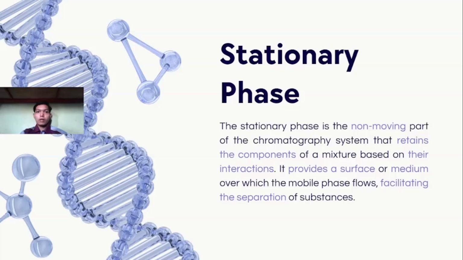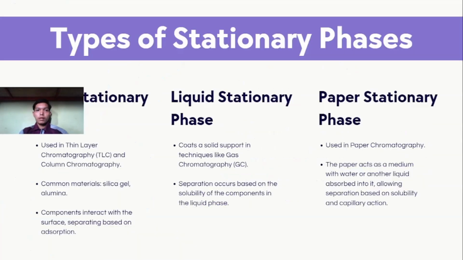So for the next slide, we're going to look at the stationary phase. The stationary phase is the non-moving part of the chromatography system that retains the components of a mixture based on their interaction. It provides a surface or medium over which the mobile phase flows, facilitating the separation of substances. Next slide, we're going to look at types of stationary phases. The first one is solid stationary phase. It is used in thin layer chromatography, TLC, and column chromatography. Its common materials are silica gel and alumina. The components interact with the surface, separating based on adsorption.